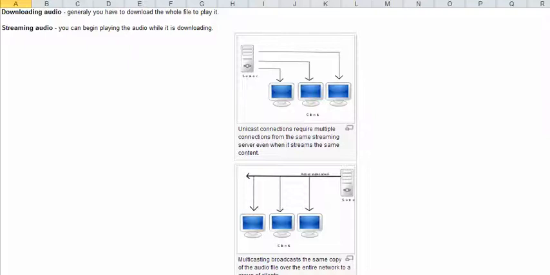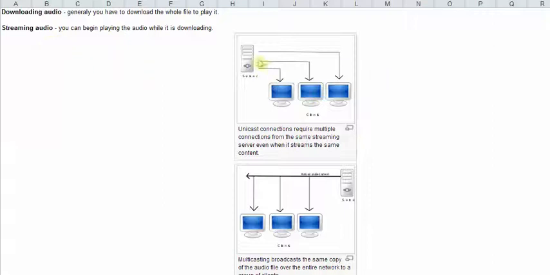And finally, in considering audio, we should be aware that when downloading audio, generally you have to download the whole file to play it. If I download an MP3, once the entire file is downloaded, I can play it. With streaming audio, indeed also with streaming video, you can begin playing the audio while it is downloading. So the data stream is coming into your computer, and as soon as some of it has buffered in your memory, you can begin playing it while the rest of it is being downloaded.